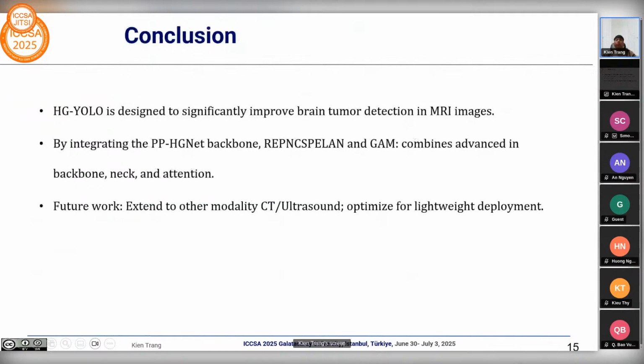To conclude this presentation, our HG-YOLO brings together the latest version innovation for the backbone and the attention mechanism to improve tumor detection. The combination of advanced feature extraction and focused attention on the relevant features allowed the HG-YOLO model to accurately identify even very small and low contrast tumors. For future directions, we may include cross-modality application and optimizing the model for lightweight deployment. This concludes my presentation, and thanks for listening.